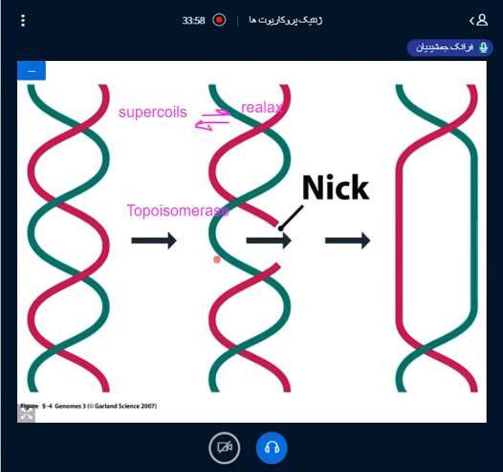So what does topoisomerase do? It can break one strand or double strand of DNA, turn it and connect it to each other. So look at this. They open one part of the DNA. You can see they can make supercoil to relax.